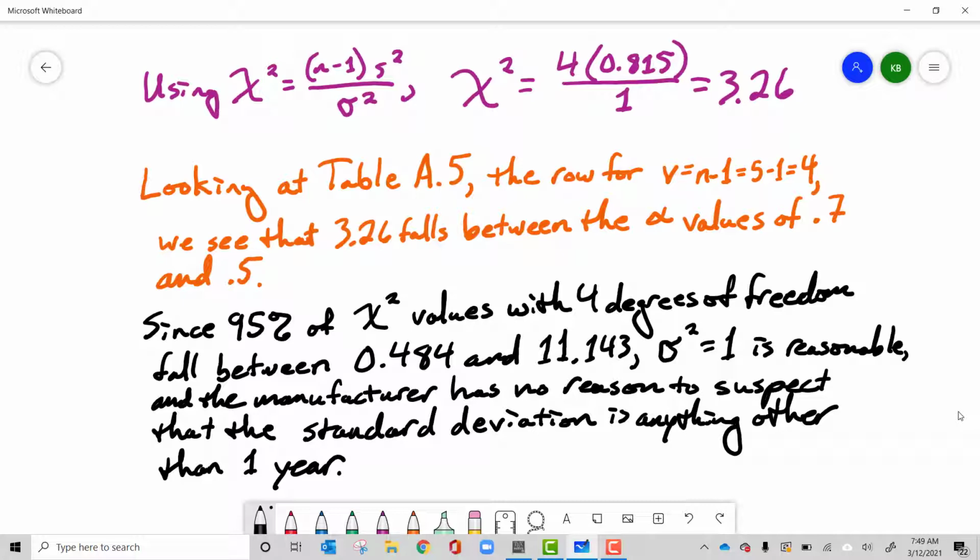So saying 95% of the values fall between those two values, our 3.26 is certainly between those two values. So we have that our population variance of 1 is reasonable. So the manufacturer has no reason to suspect that the standard deviation is anything other than 1 year. And that's how problems like this work.